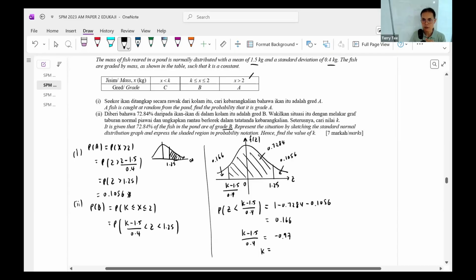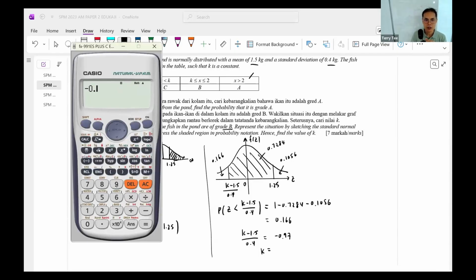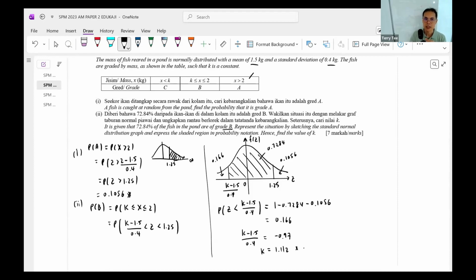So we're going to times over, bring over. Okay, calculator. Let us take negative 0.97 times 0.4 plus 1.5. The answer is 1.112. There you go. That's my answer. Okay.